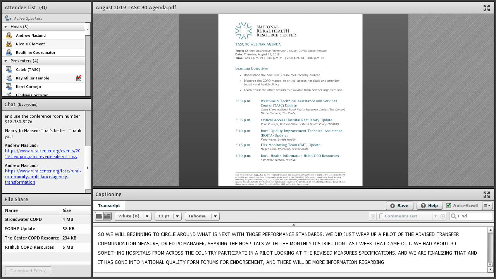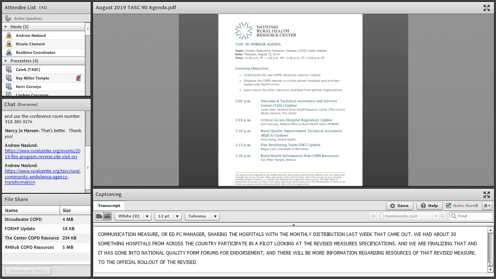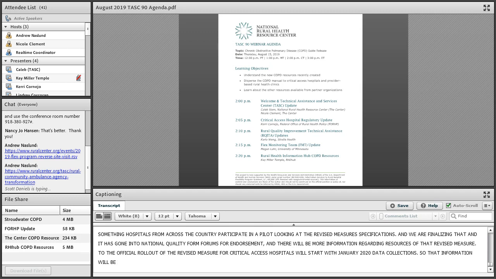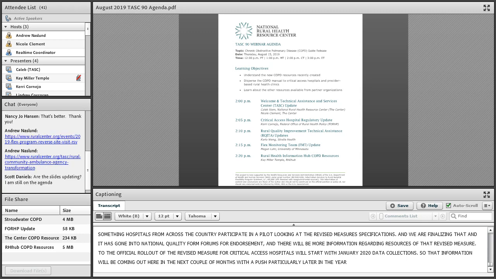The official rollout of the revised measure for critical access hospitals as part of MB-QIP will start with January 2020 data collection. So that information will be coming out here in the next couple of months, with a push particularly later in the year for training on the new measure specifications.